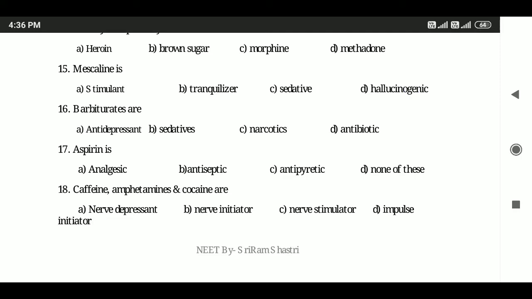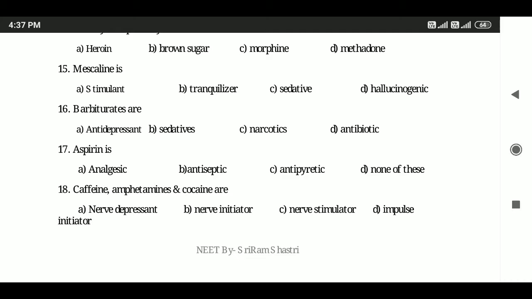Barbiturates are antidepressants, sedatives, narcotics, antibiotics. There is nothing such as an antibiotic nature of these drugs, but we can consider them as sedatives. They can be used as sedatives. People who suffer from anxiety or mild psychological problems are administered these tablets called barbiturates and their derivatives. So it is sedative.